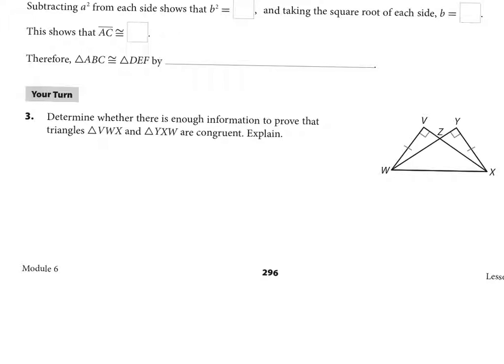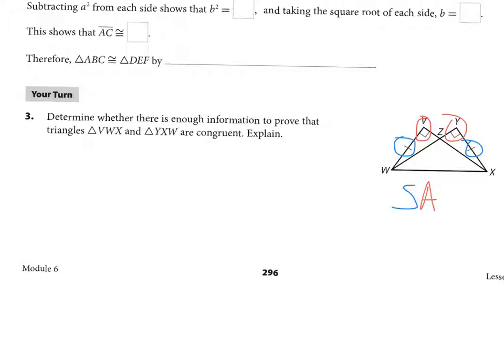So we know that we have an angle, right? We also know that we have a side, don't we? So right now we have a side and an angle. And what we need to do is prove that we have something else. We only have 2 out of the 3.